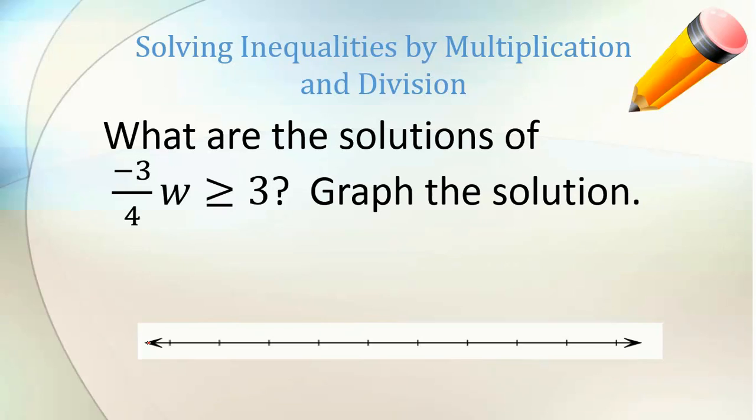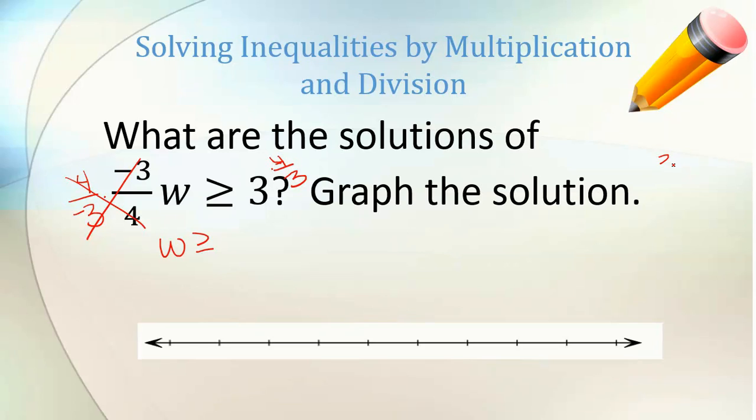Let's do this one. Negative 3/4 W is greater than or equal to 3. So normally we would have divided, right? Negative 3/4 times W, so it's divided by negative 3/4. But that's the same as multiplying by 4 over negative 3. With me so far? We've done that before. This cancels out, left with W.